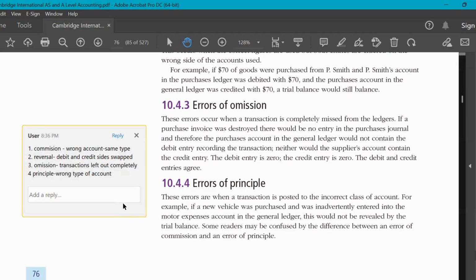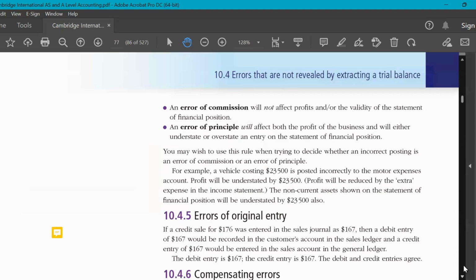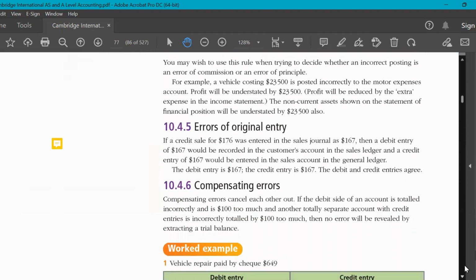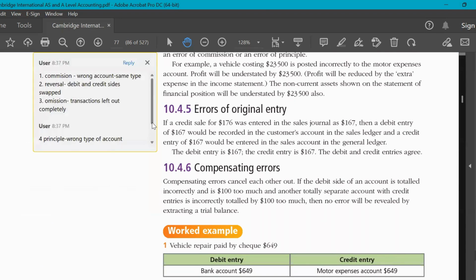And of course, the trial balance doesn't catch it because the debit and credit entries are still balanced, but the classification is wrong. So the asset becomes an expense. That is the error of principle. Okay, let's see the next one. The fifth one is the errors of original entry.